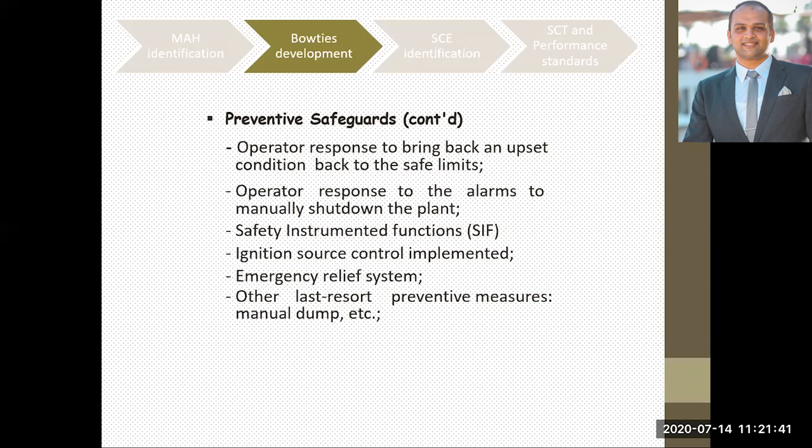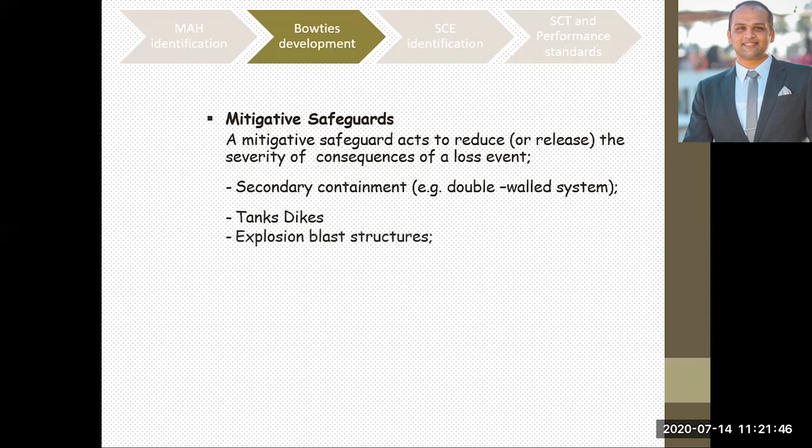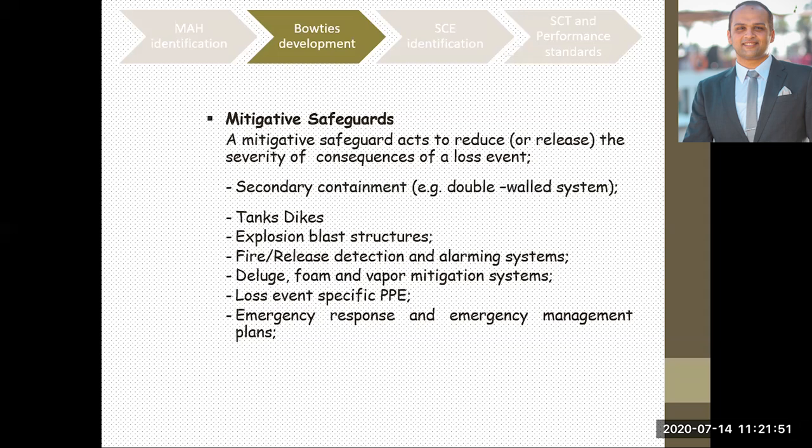The mitigative safeguards, generally whatever we can be protected with after the release. Like the tank dikes we showed before, explosion blast structures, and fire. There are fire walls as well, not only blast walls. There are fire release detection and alarming systems as well. Deluge around the tanks: if you have any tank with a deluge system to protect it against collapse in case of a fire around it, it's a very common safeguard in mitigation. Foam and vapor mitigation systems, plus event-specific PPE, personal protective equipment, and emergency response and emergency management plans.